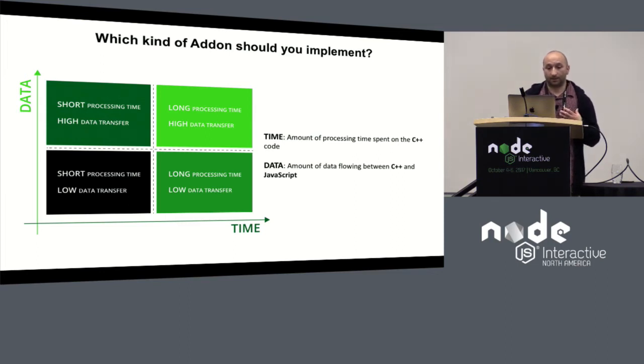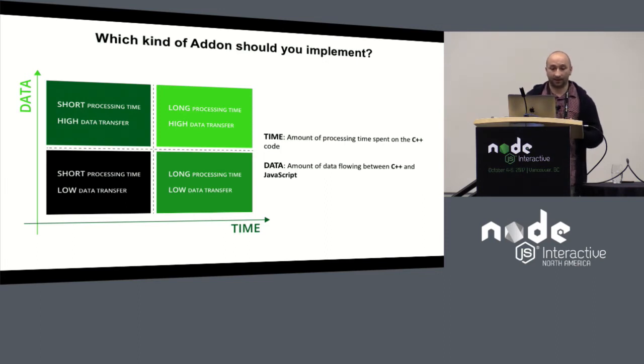So most often developers consider only the differences between right and left quadrants. But the differences between top and bottom quadrants are important because they consider the cost of copying data.